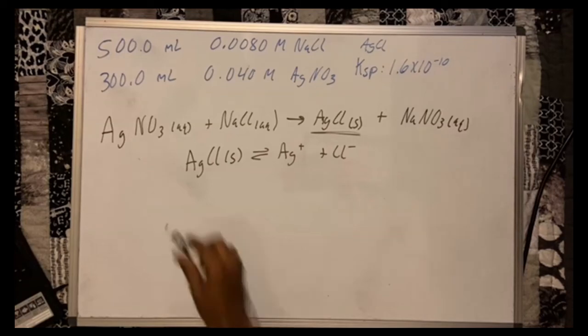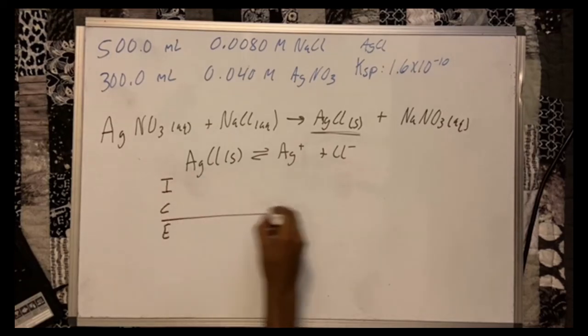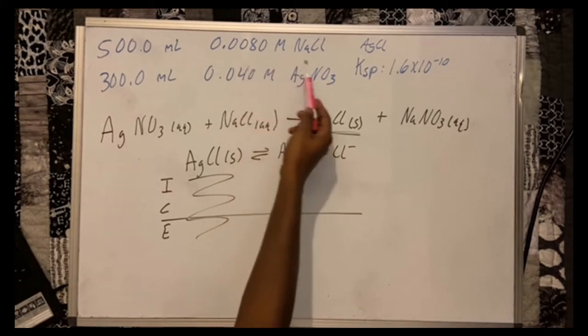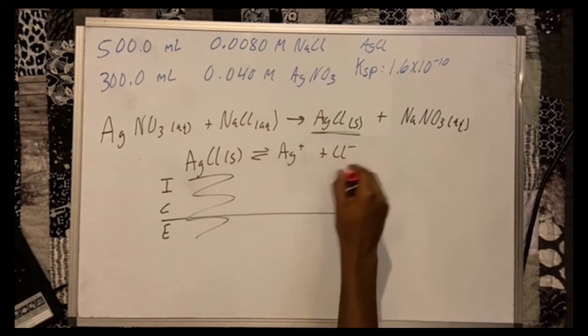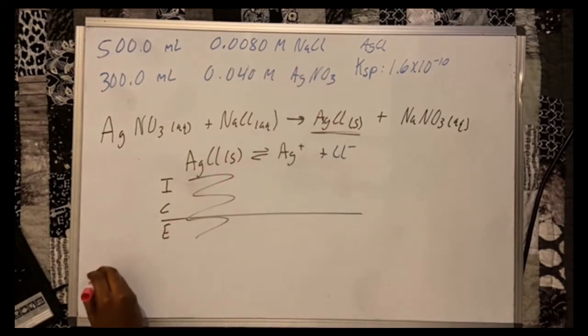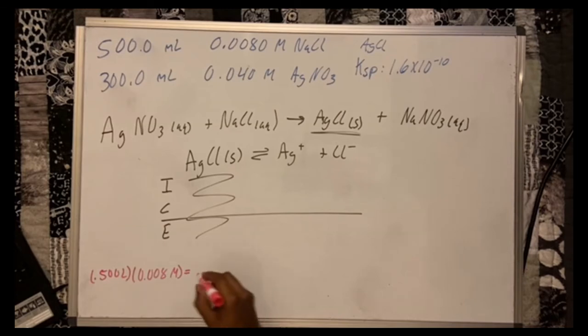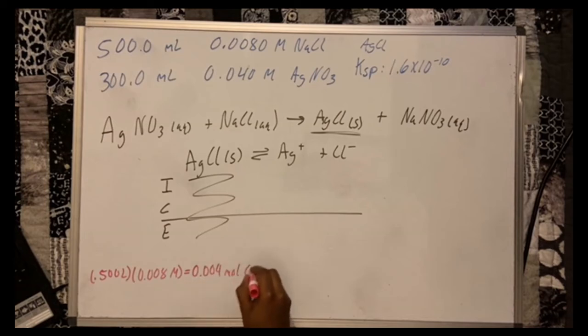All right, so we're doing our ICE table right here. That's a solid, don't care. But we do have some initial amounts up here. These things are soluble, so they're going to completely break up, so I can calculate my Cl minus concentration from that. So I do 0.500 liters times my 0.008 molarity, and that gives me 0.004. This is moles of Cl minus.